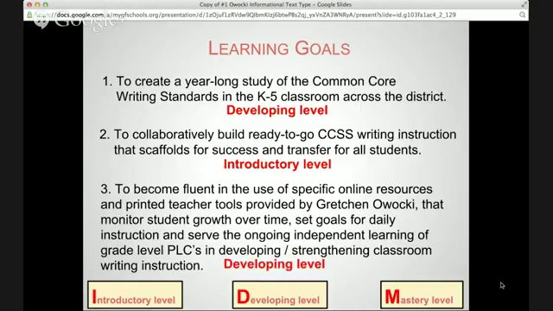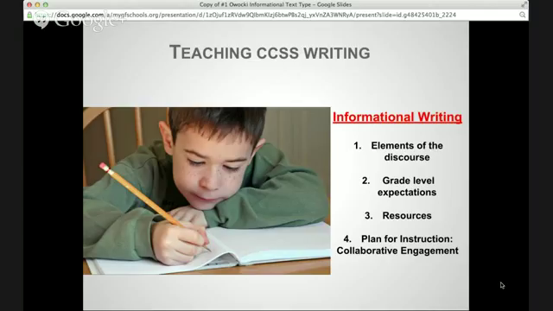And then the last one, again, looking at teachers and their use of resources, we're amazed at the mentor texts that people are using, and really how much kids are already experiencing in the classrooms. I really feel like we have stepped into Common Core writing standards. So today, we're going to be focusing on informational writing. And in our next segment, we will begin to look at the elements of the discourse.